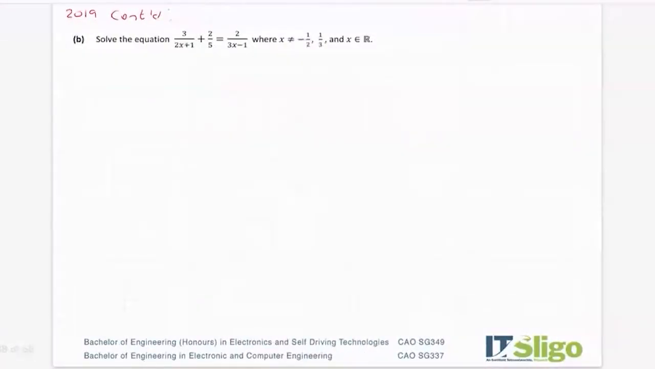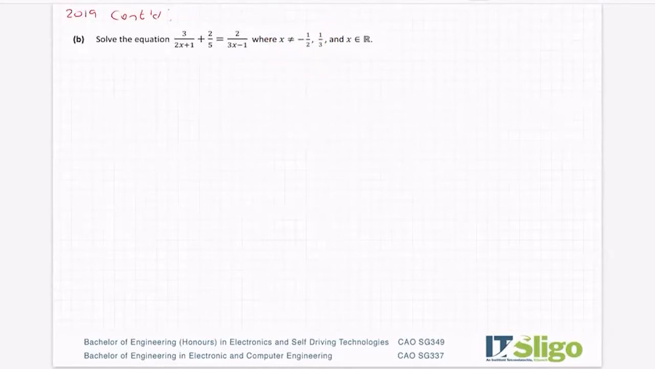Okay, so part B. Solve the equation 3/(2x + 1) + 2/5 = 2/(3x − 1). Okay, the maths language here is just obeying the rules of maths. You're not allowed to divide by 0. So that half is to stop it being 0, and the third is to stop it being 0. So don't let this stuff put you off. It is just literally obeying the rules of maths.